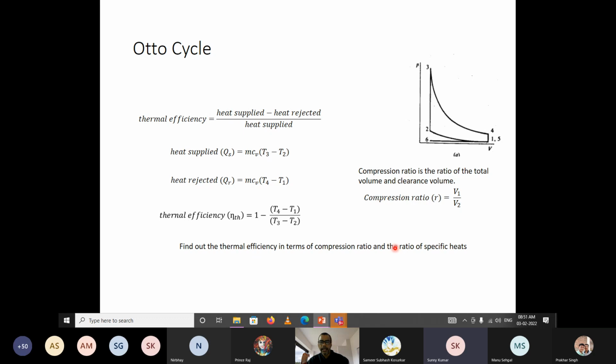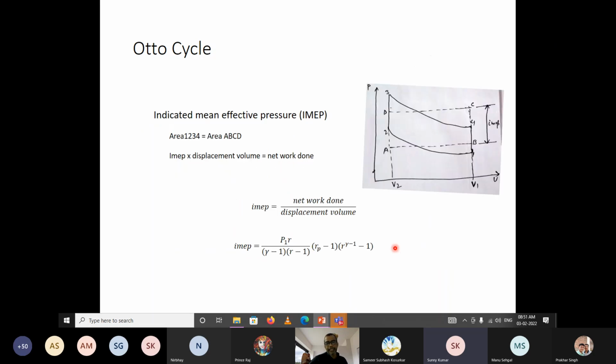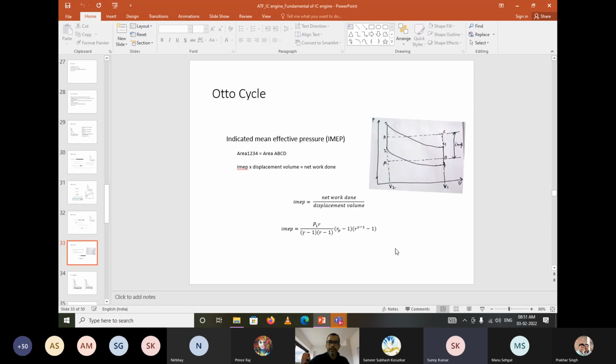So what parameters have we calculated for the Otto cycle? The thermal efficiency, work done, and indicated mean effective pressure. We need to do similar things with the diesel cycle. And then there is one cycle called the dual cycle. It is a sandwich of the Otto and diesel cycles that we also need to consider very briefly. Then we will try to wrap up this cycle in the next class also.